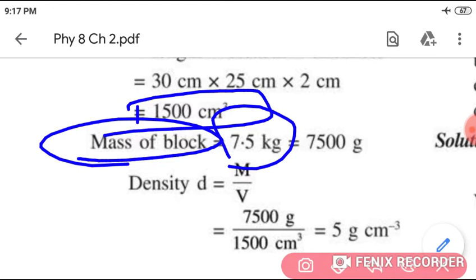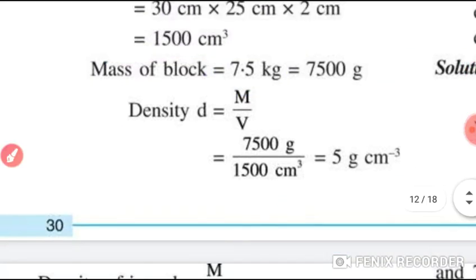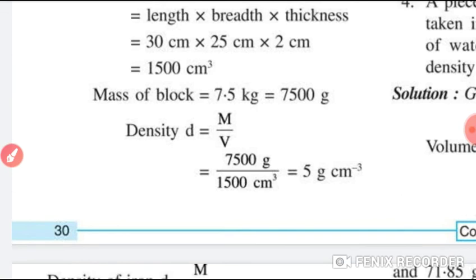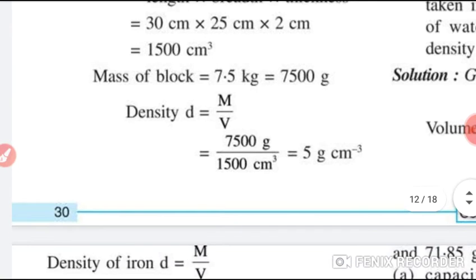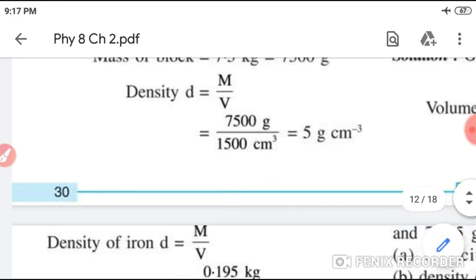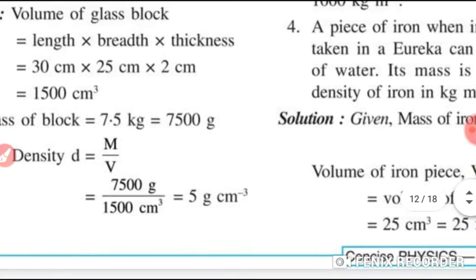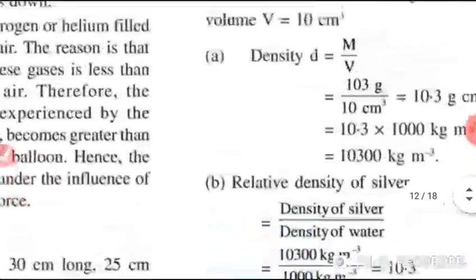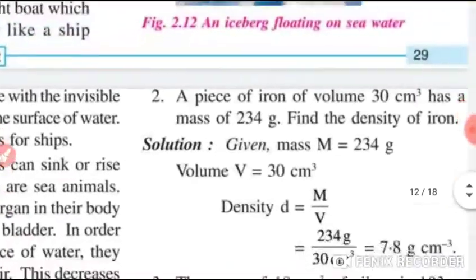In the question, the mass of the block, that means 7.5 kg, is given. You have to convert this into grams. Now you can easily take out the density. By which formula? Density is equal to mass upon volume. You know the mass, you know the volume, so you can easily get the answer. Now comes the next point.